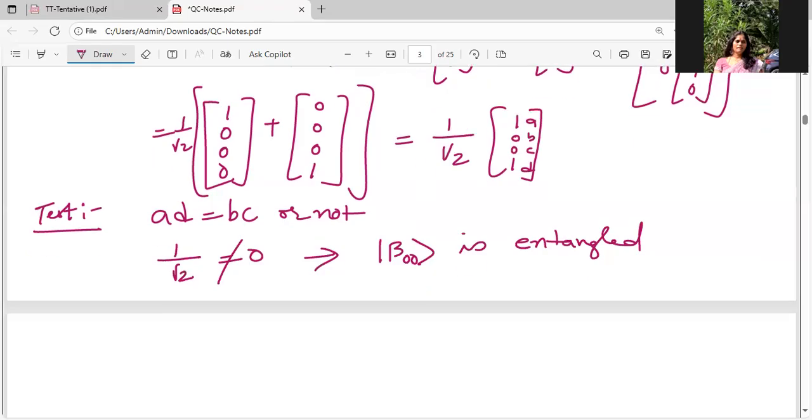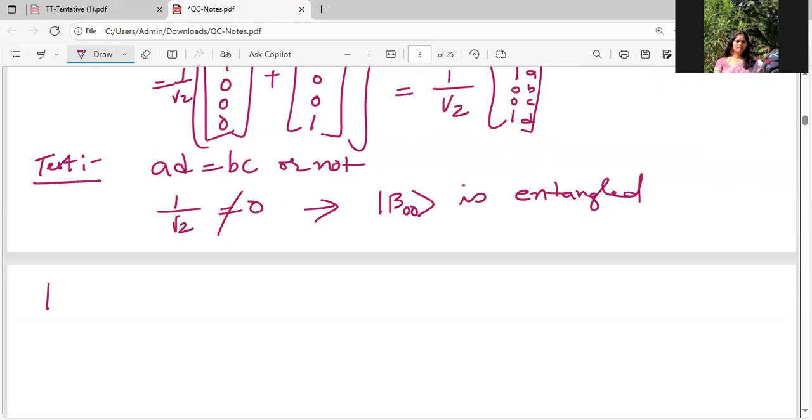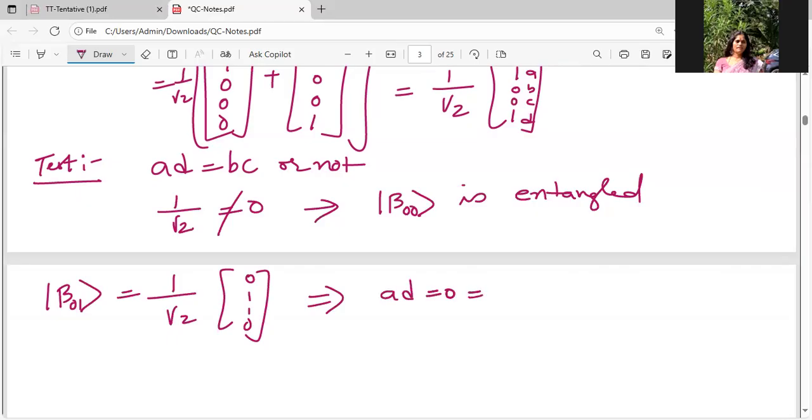Now coming to the next EPR state, beta 0 1, guys. 1 by root 2, 0 1 1 0. You can kindly check the tensor product notation of it, but here I am going to check the entanglement. So I just strictly stick to it. AD is what? 0. BC is what? 1. Both are not equal. Hence again, this is also entangled.